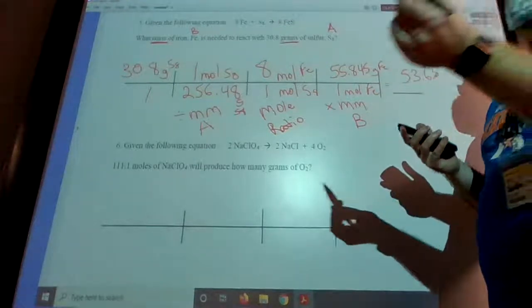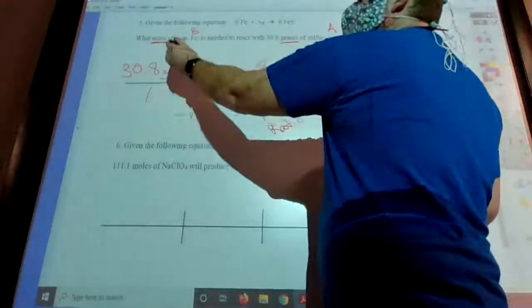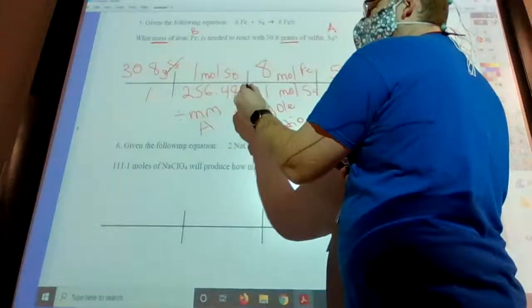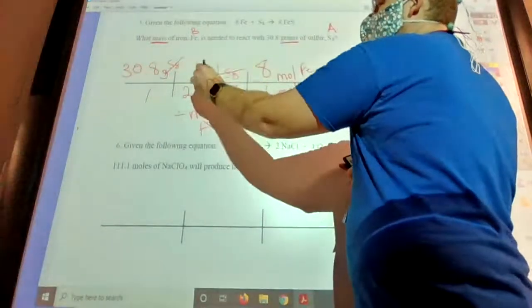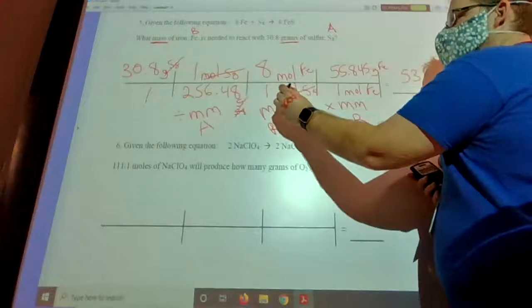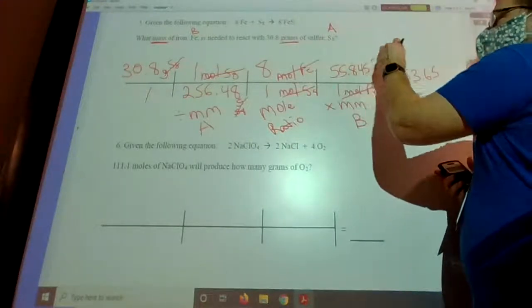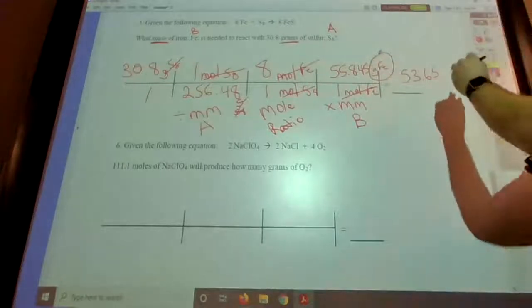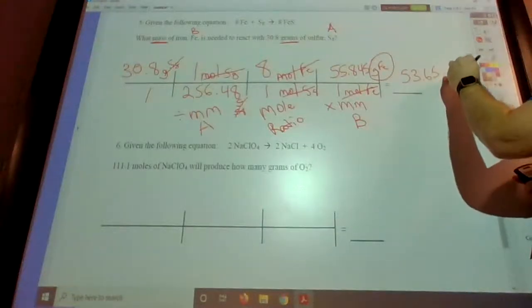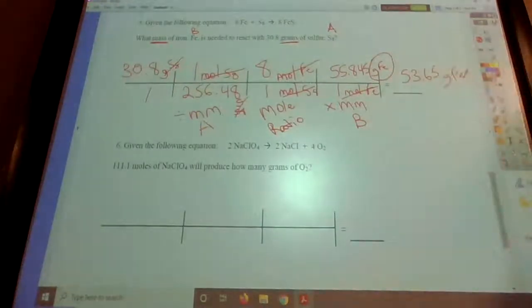If we check out our units, notice grams of S8 cancels out with grams of S8. Moles of S8 cancels out with moles of S8. Moles of Fe cancels out with moles of Fe. And the only unit I have left is grams of Fe. That's what I'm finishing in.